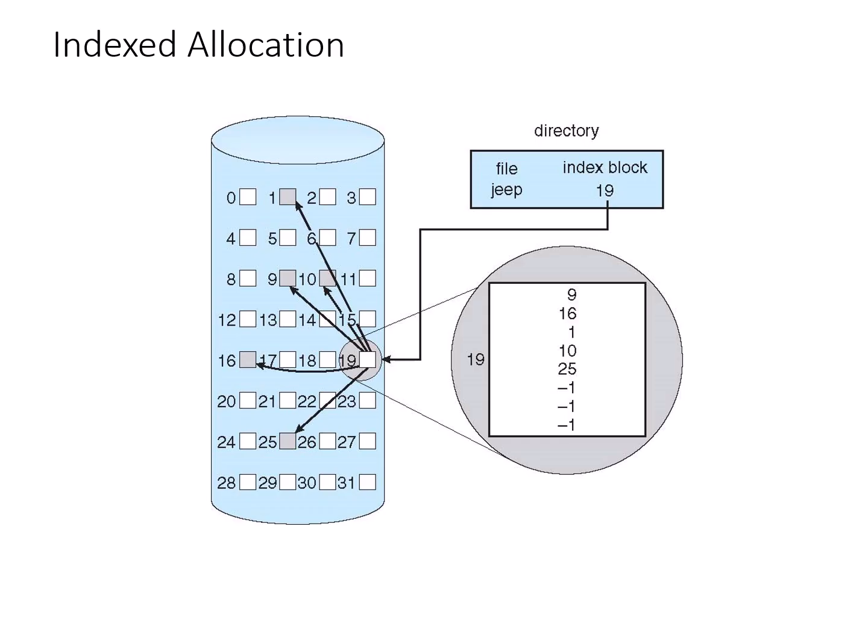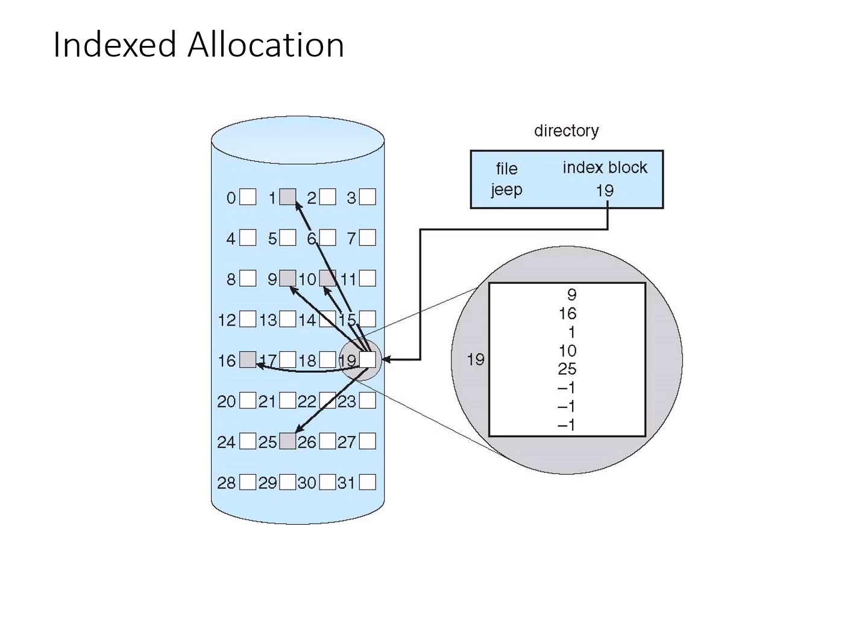That's where indexed allocation comes in. Here's how it works. The directory says that the zip file uses block 19 as its index block. This index block does not hold actual file data. Instead, it contains a list of block numbers, like a table of contents. In this example, block 19 lists these blocks: 9, 16, 1, 10, 25. These are the actual data blocks that make up the zip file.